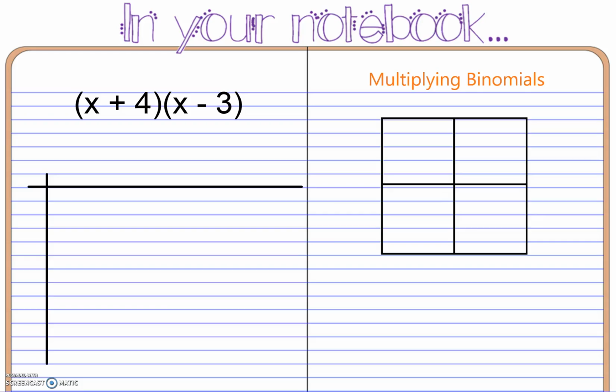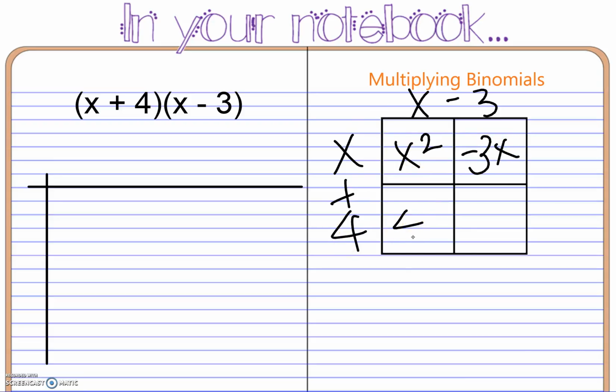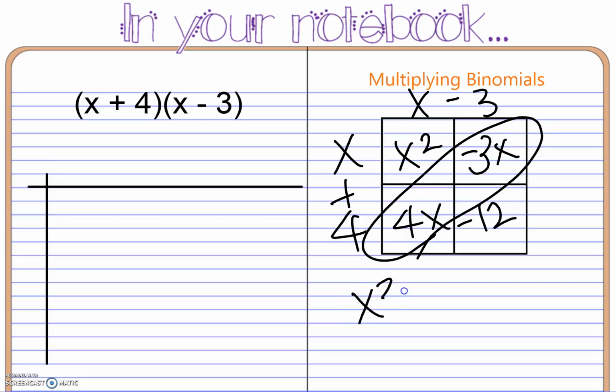Alright, so in your notebook, we're also copying this down, but we're just going to do the math part. X plus 4, x minus 3. So now let's do it. X times x is x squared. X times negative 3 is negative 3x. 4 times x is 4x, and 4 times negative 3 is negative 12. Circle what they have in common, so you know to combine them. So you have x squared plus x minus 12 is your product.